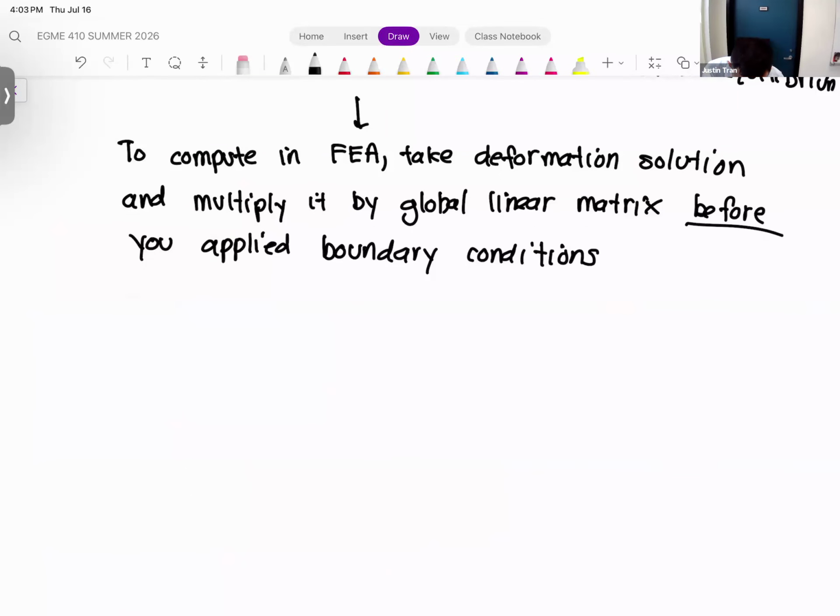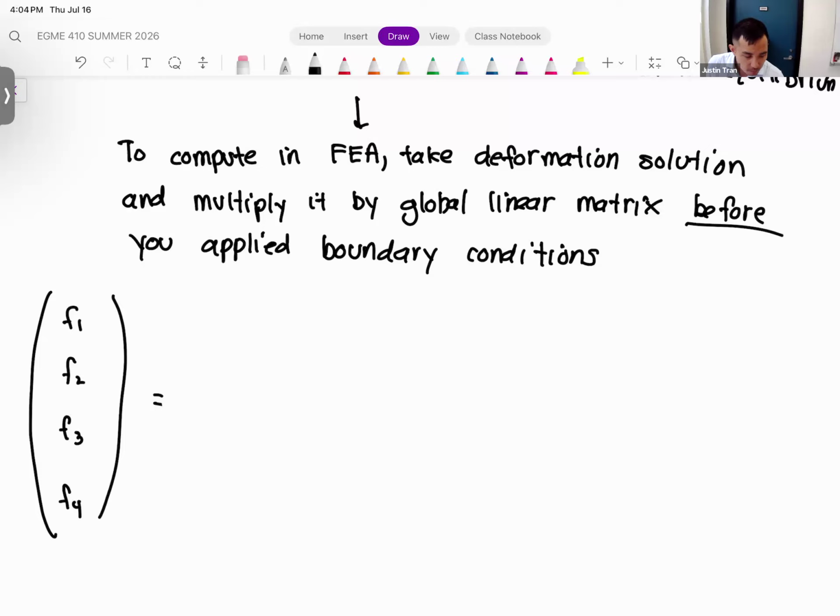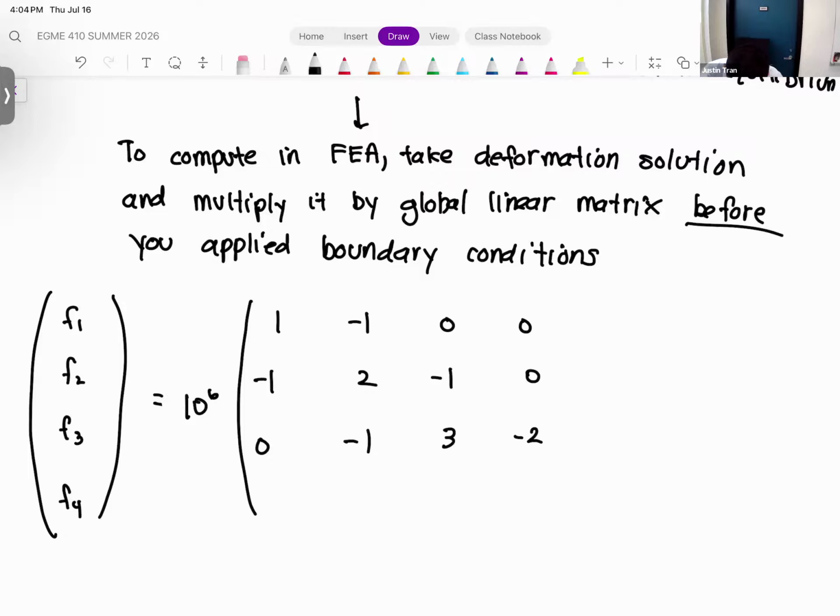For this problem, to compute the reaction forces, the reaction forces are F1, F2, F3, F4. This is going to be equal to our global linear system before applying the boundary conditions, so 10 to the 6 multiplied by the matrix: 1, minus 1, 0, 0; minus 1, 2, minus 1, 0; 0, minus 1, 3, minus 2; 0, 0, minus 2, and 2.